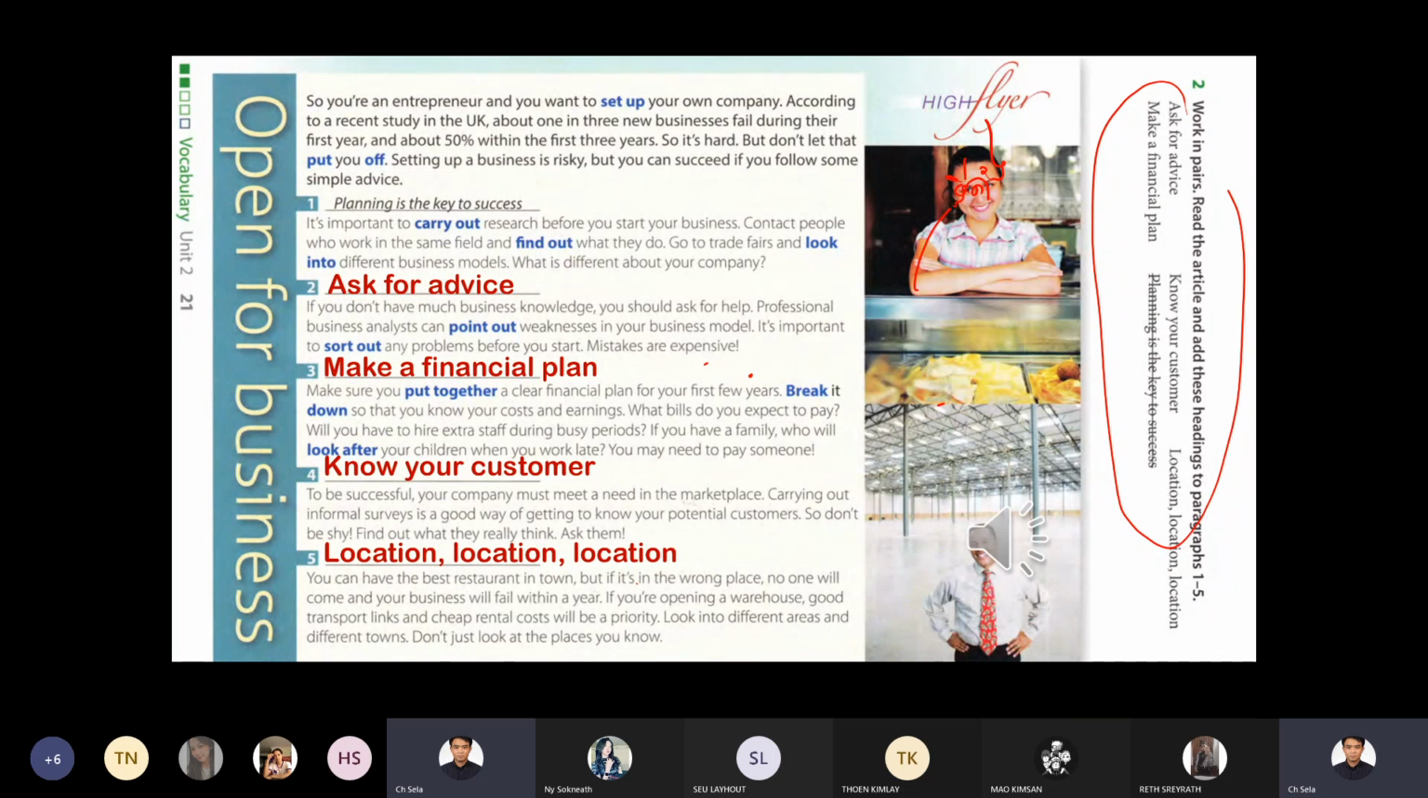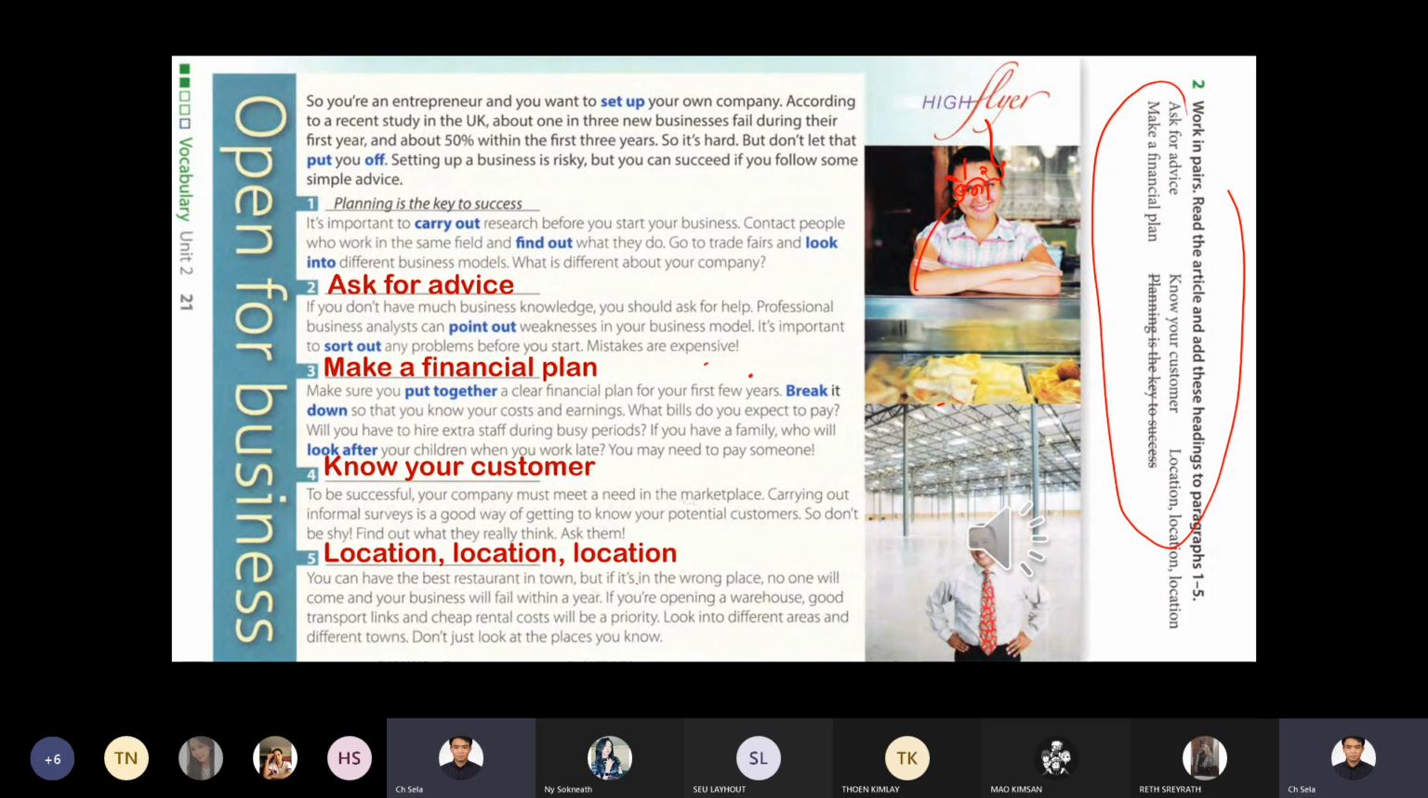Number 4. Know your customer. To be successful, your company must meet a need in the marketplace. Carrying out informal surveys is a good way of getting to know your potential customers. So don't be shy. Find out what they really think. Ask them. Number 5. Location, location, location.